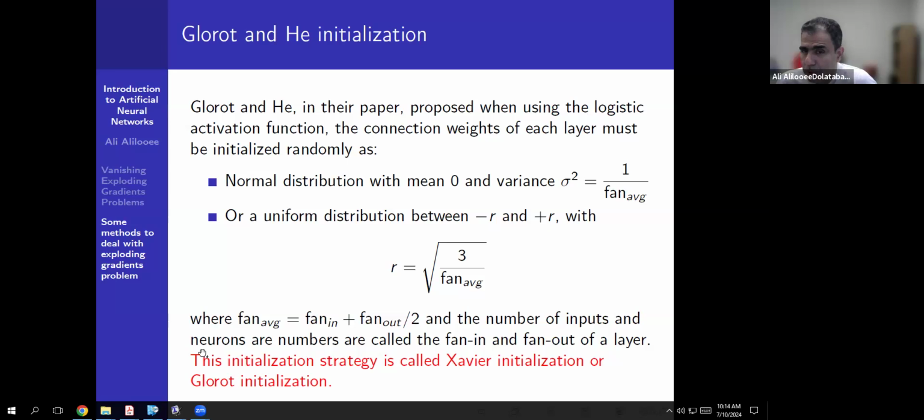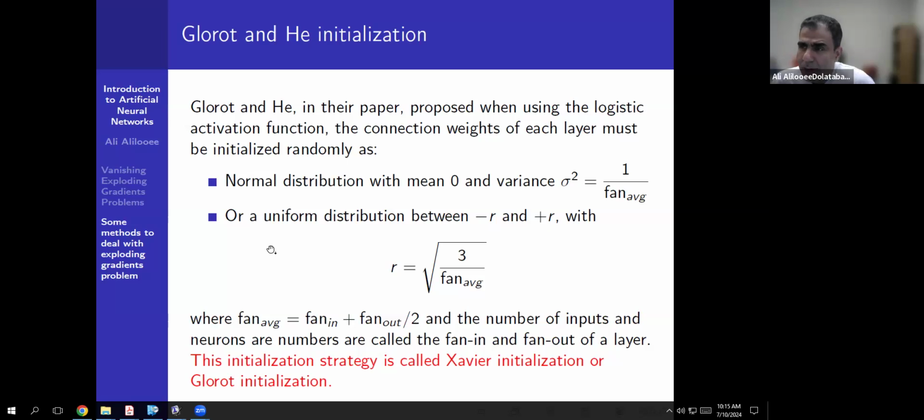The numbers of inputs and outputs of the neurons are called the fan in and fan out of the layer. It means that when you consider the input of a layer and the output of the layer, we evaluate the number of neurons; the number of neurons for inputs gives us fan in, and the number of neurons in the output is fan out.